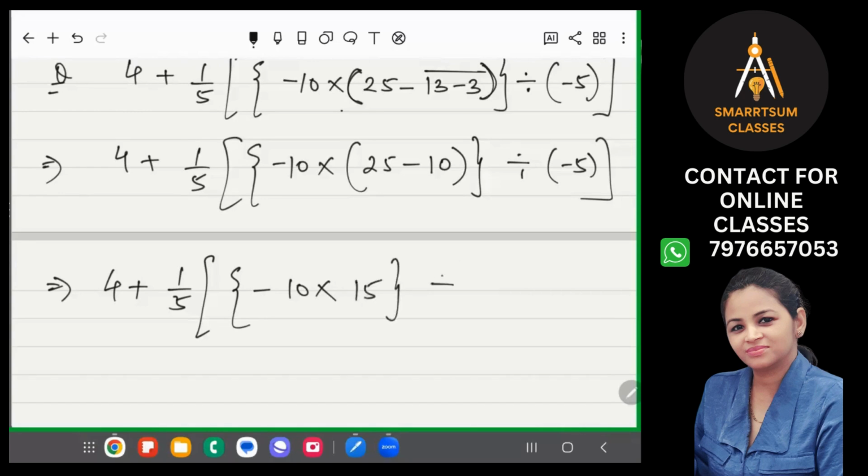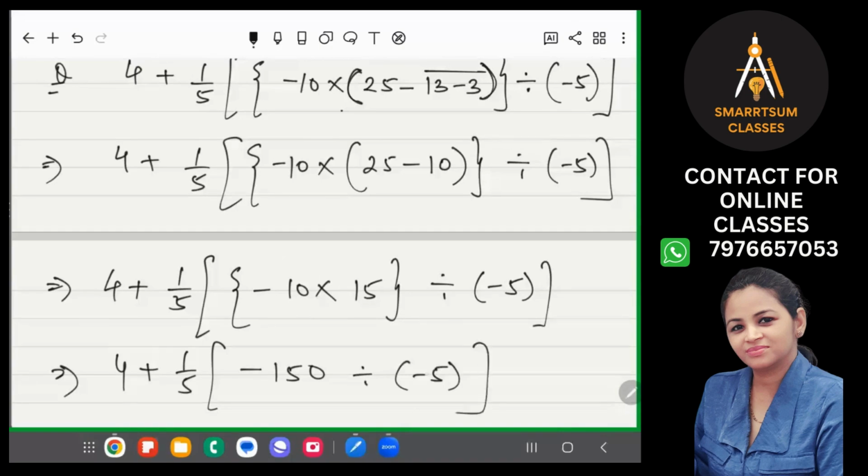Bracket close, divided by minus 5, right? Now we will solve the curly bracket, small bracket we have solved, right? Now minus 10 into 15 is, again, apply the rule: when you are multiplying two different sign integers, when one is negative, other is positive, your result will be negative. So this is minus 150, right? Divided by minus 5.